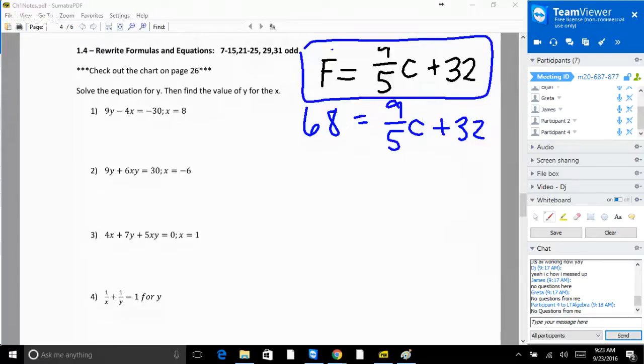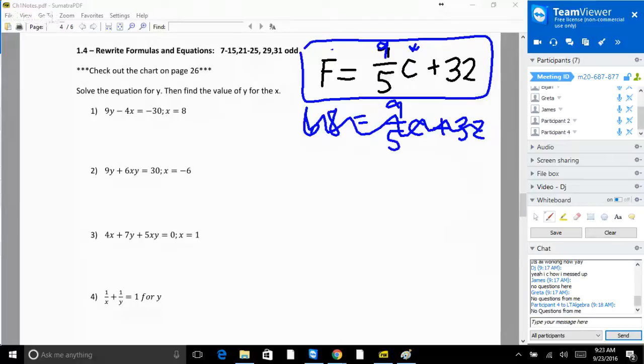If I wanted to solve this for Celsius, the same rules apply as for solving equations. So right now, it's solved for Fahrenheit. I want to solve for Celsius. So what I need to do is get rid of everything that's happening to my Celsius variable right now. Elijah asked a good question: do I get rid of the 9/5 first or the 32 first?